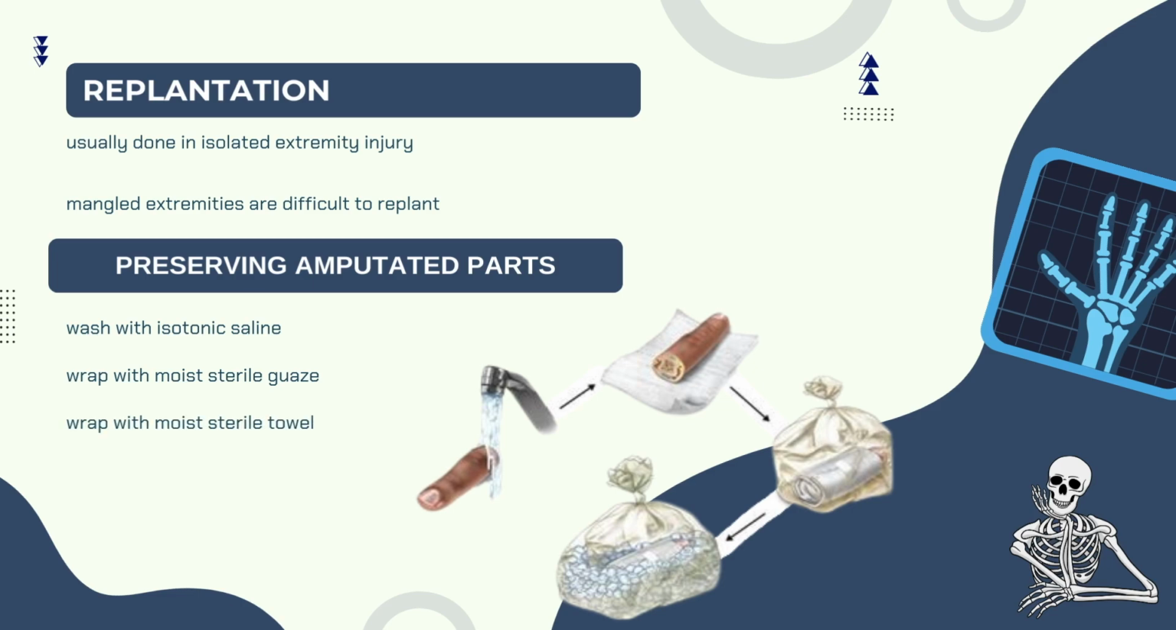And to keep that moisture, we have to cover it again with a moist sterile towel and wrap it in a plastic bag, and that plastic bag should be placed in a crushed ice bag, and that to be transported to the hospital. So you should take care that we should not put the amputated part directly in the ice. It will cause a freezing of the amputated part, which will reduce the viability of the amputated limb.